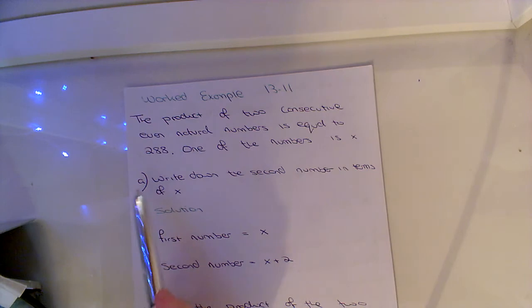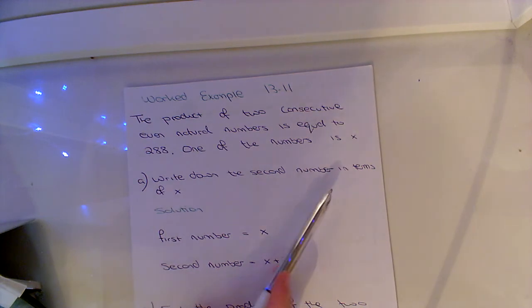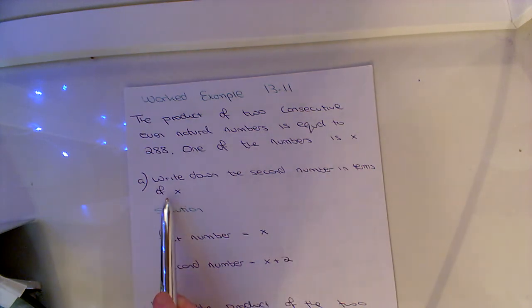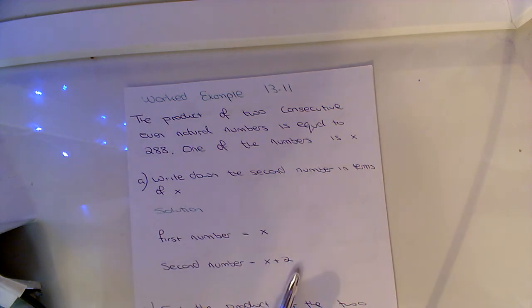The first thing I'm asked is to write down the second number in terms of x. Well, because it's an even natural number, if my first number was x, then my second number is going to have to be x plus 2. Imagine the first number was 2. To get my next consecutive natural even number, I would have to add 2, so 2 plus 2 would give me 4, and I'd add another 2 again, and so on. You keep adding 2 to get to an even number. So that's my second number.